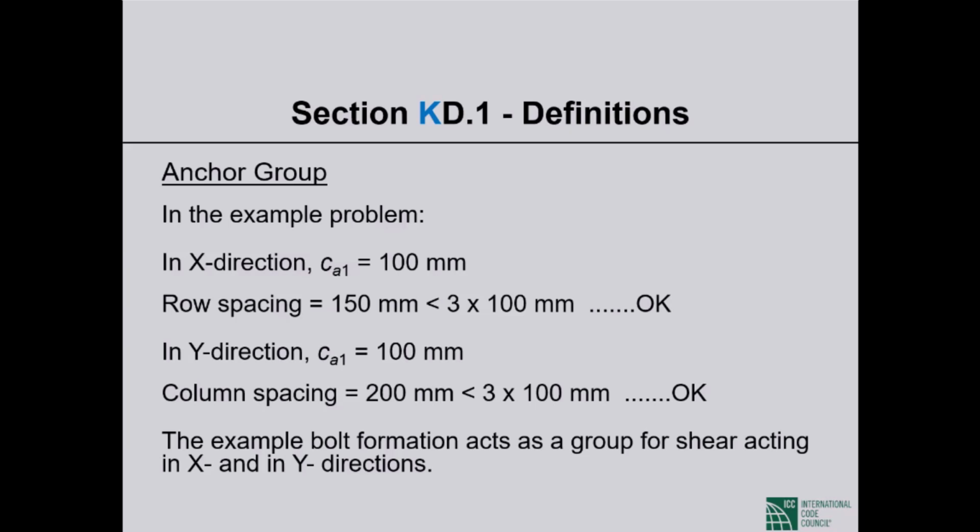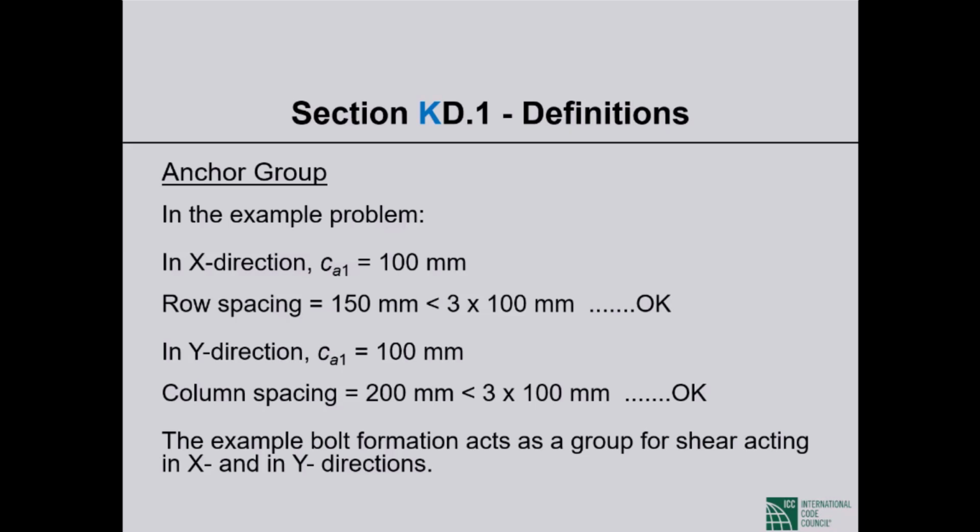3 times 100 millimeters is 300 millimeters. The spacing in the x direction is 150 millimeters. So we have a spacing less than 3 times C sub A1. In the y direction, C sub A1 is 100 millimeters, 3 times that is 300. We have a spacing of 200 in the y direction. So 200 is also less than 300. So both spacings being less, we have a group of 6 anchors.